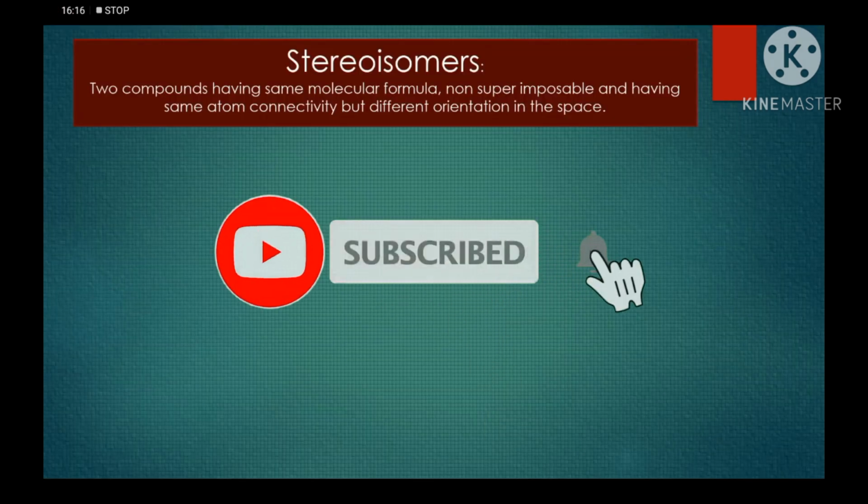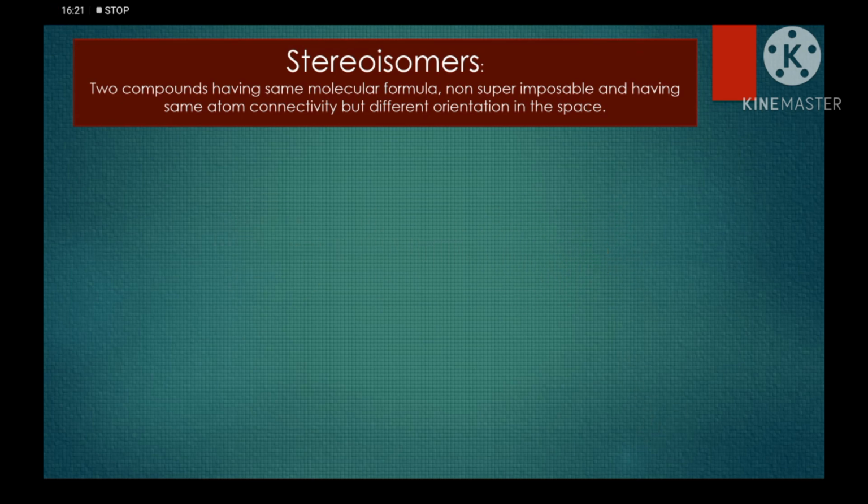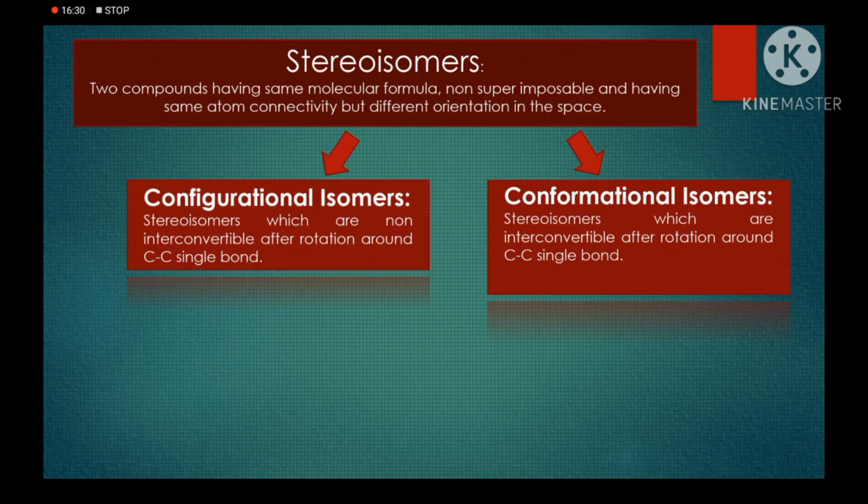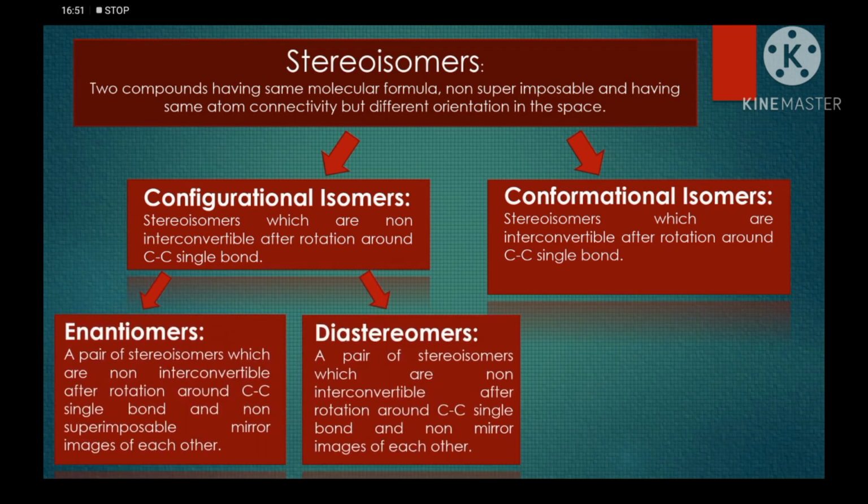What are stereoisomers? I have already discussed: two compounds having the same molecular formula, non-superimposable, and having the same atom connectivity but different orientation in space. Stereoisomers are of two types, configurational isomers and conformational isomers. Configurational isomers are those stereoisomers which are non-interconvertible after rotation around a carbon-carbon bond. And conformational isomers are stereoisomers which are interconvertible after rotation around a carbon-carbon bond. Then configurational isomers are of two further types, enantiomers and diastereomers.